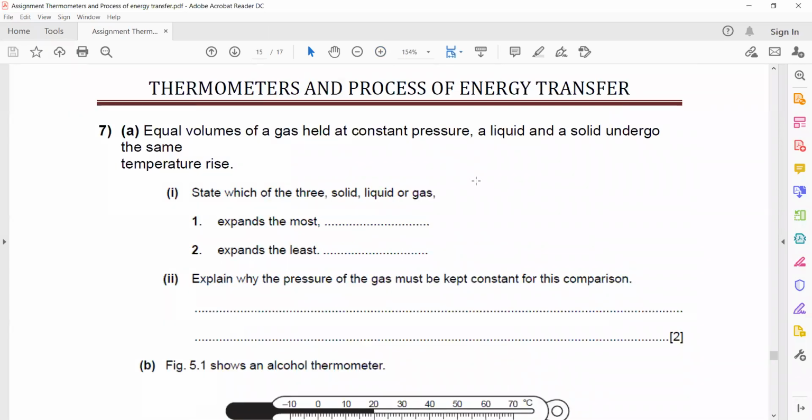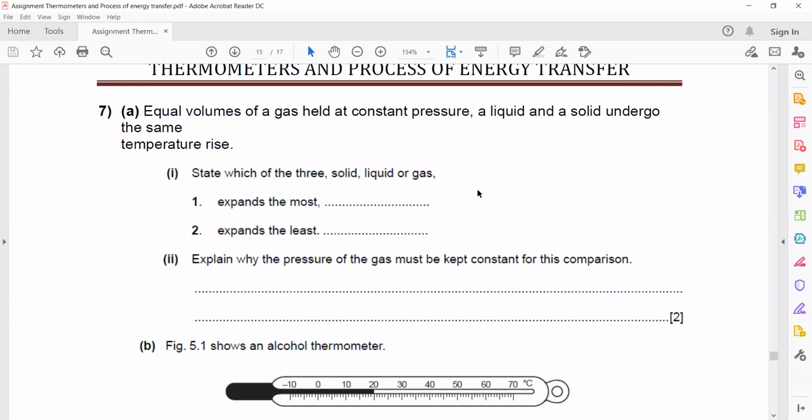Equal volumes of a gas held at constant pressure, a liquid and a solid undergo the same temperature rise. Which of these three, solid, liquid or gas, expands the most? Which one expands the most? Equal volumes are there and at constant pressure. So gas expands the most and solid expands the least.